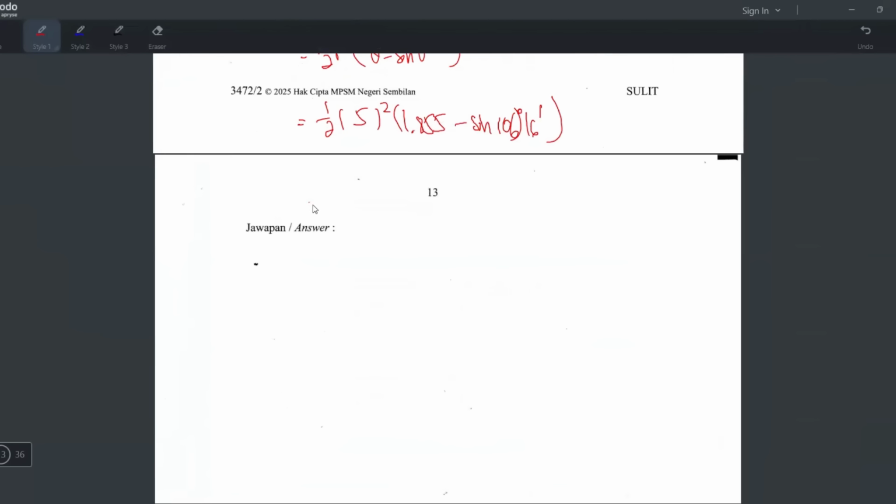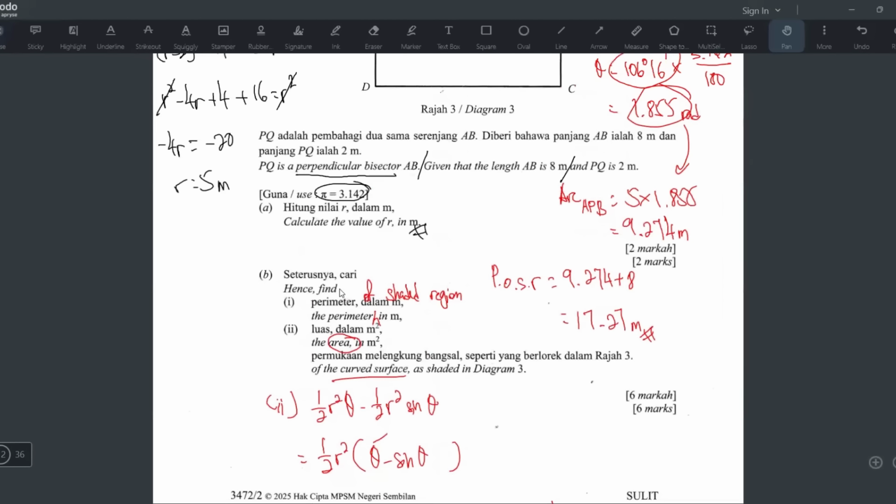Now I'll press all this, then I will get the answer. 1.855 minus sine 106 degrees 16 minutes, and then answer times 25 divided by 2, and I write in 4 significant figures, it is 11.19 meters square. Okay. All right. So that's all for this. Done.